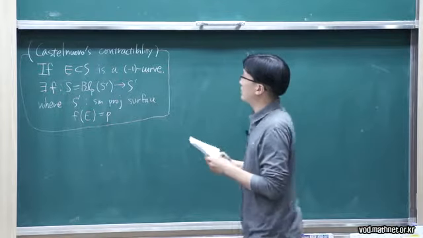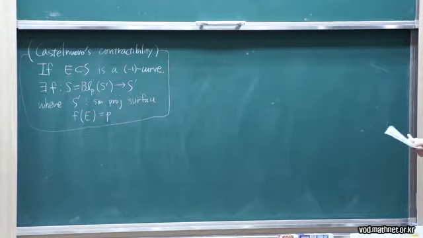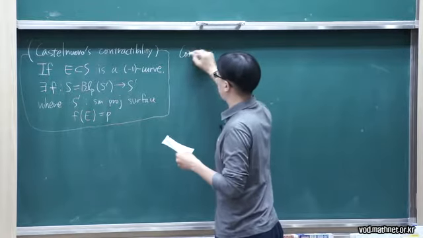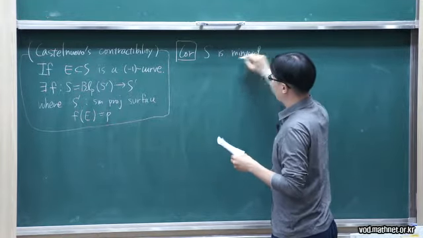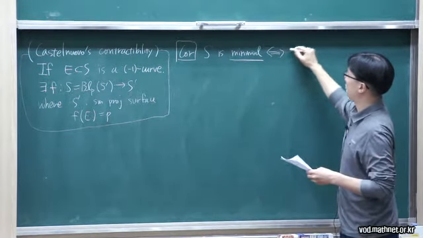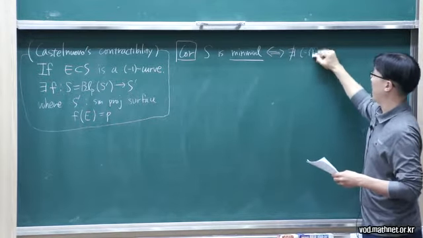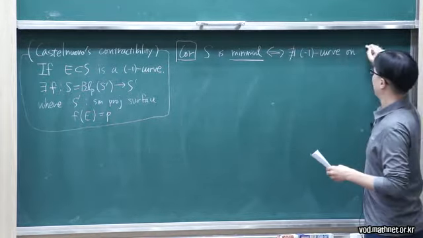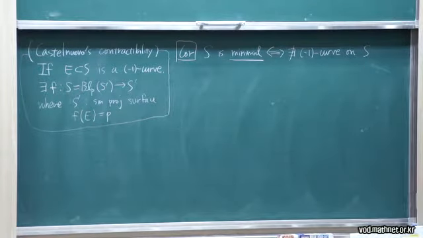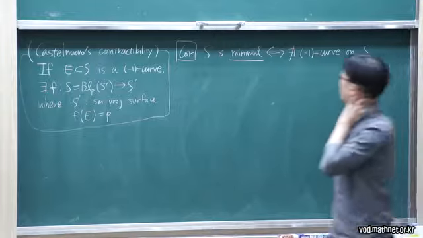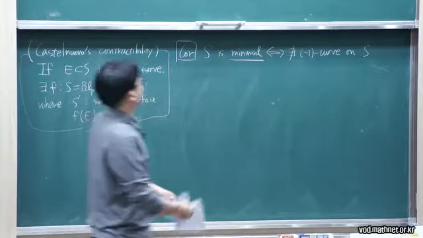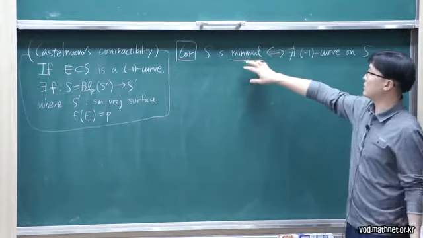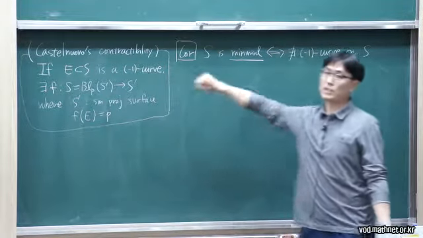And by using this Castelnuovo contractibility, we can immediately prove that S is minimal if and only if there is no minus one curve in it. Okay, so by looking at some special negative curve on S, we can determine if S is minimal or not. So if it is not minimal, just take this Castelnuovo contraction and so on.